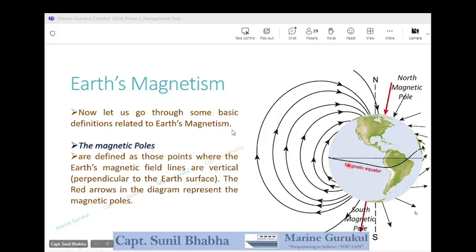Let us see what is the definition of magnetic poles. Magnetic poles are defined as those points where the Earth's magnetic field lines are vertical or they are perpendicular to the Earth's surface. As you can see in the diagram, at the location of the poles, the magnetic lines of force represented by red arrows are perpendicular to the Earth's surface. They are making a 90 degrees angle.